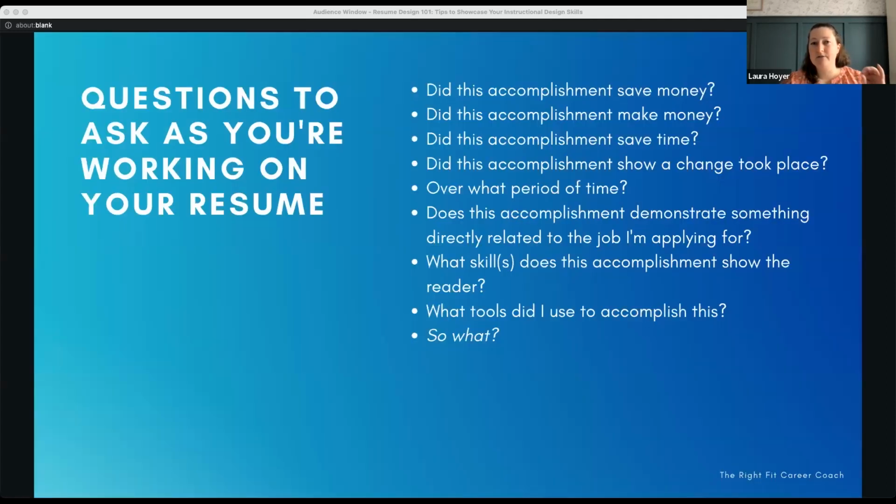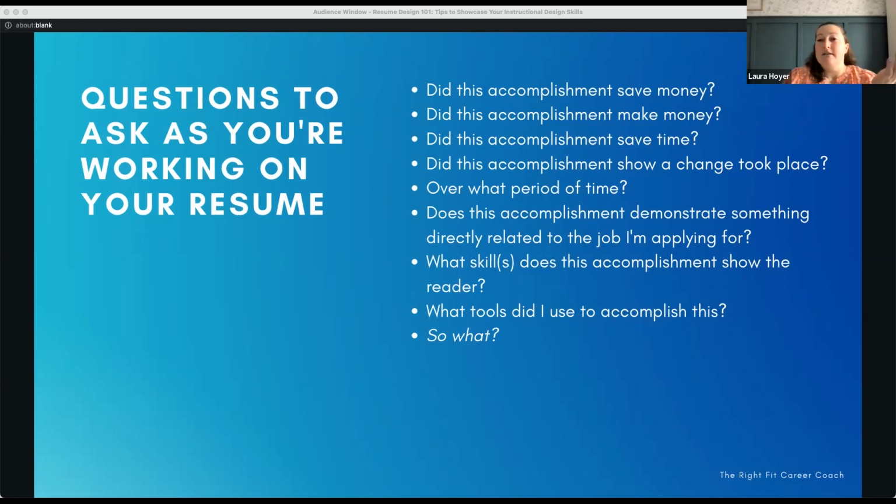All right, so now these are the important questions to ask yourself as you're working on your resume. And you may not have an answer to all of these things, but these can help prompt some additional information that may be missing from your resume, or it may prompt you to think of something that you may not have already included.